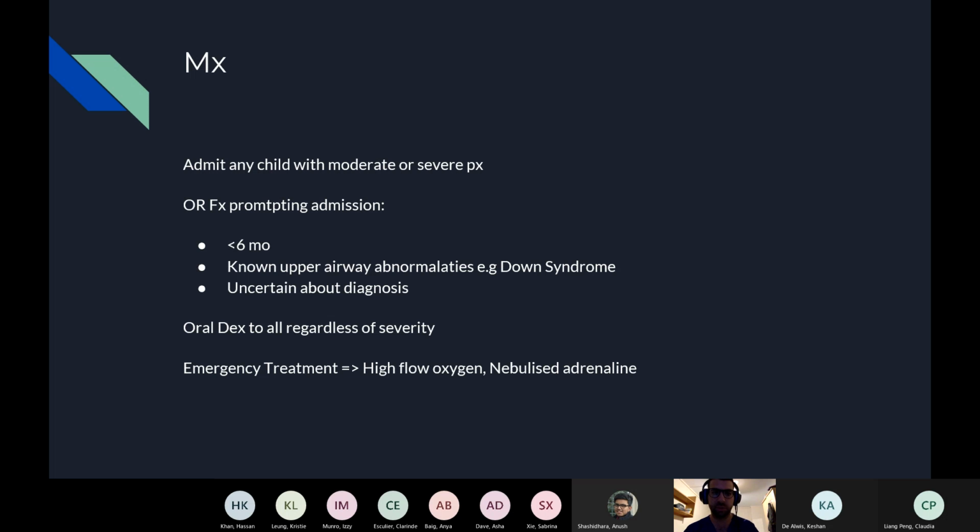Other features which would prompt admission: if they're less than 6 months, even if they haven't got increased work of breathing, or if they have known upper airway abnormalities such as Down syndrome, then they are more likely to become obstructed later on, so they need to be admitted. And if you're not really sure, basically, is this epiglottitis? Emergency treatment would be high flow oxygen and nebulized adrenaline.